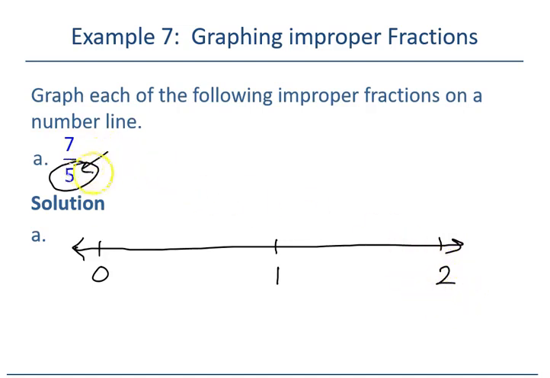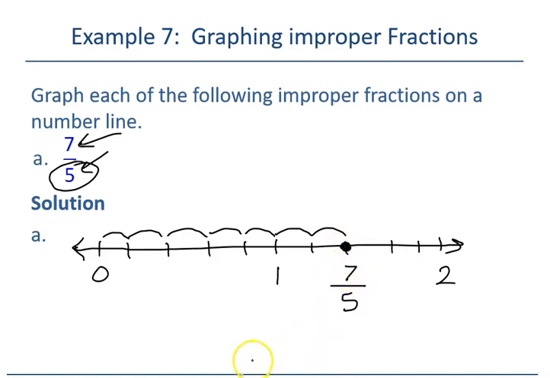I'm still going to look at this denominator here. So I'm going to divide everything out into 5 equal places. So I've got 1, 2, 3, 4, here's my 5. Then I've got 1, 2, 3, 4, here's my 5. Same thing applies. Notice I'm going to go over 7 places. I'm going to come over here and go 1, 2, 3, 4, 5. Here's my 5, but then I go 6, 7. So right there would be 7/5.